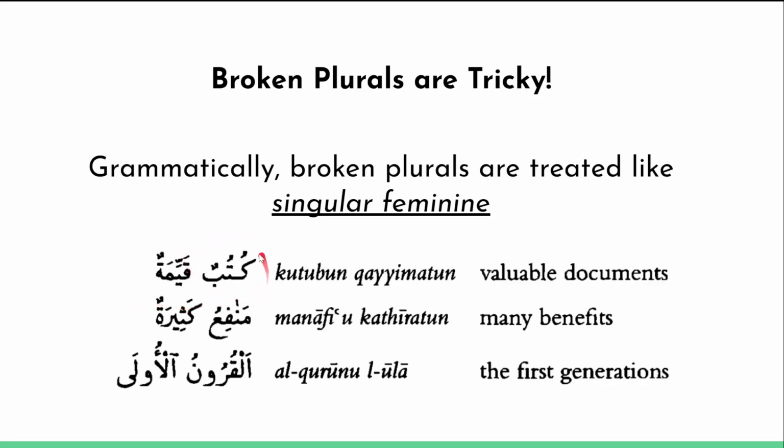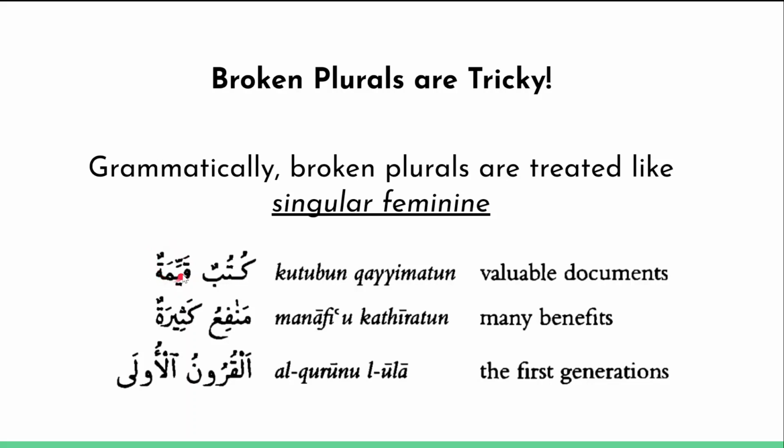So let's say we have the word here, kutubun. So kutubun is the plural of kitabun. So it means books. Qayyimatun is a singular feminine adjective. How do we know that? Well, you'll notice the tun ending at the end. So that's how you know it's feminine. And it's not qayyimun, it's not plural, it's singular.